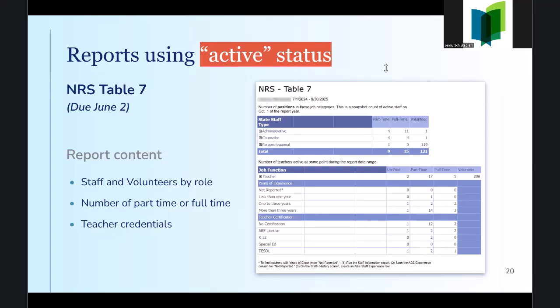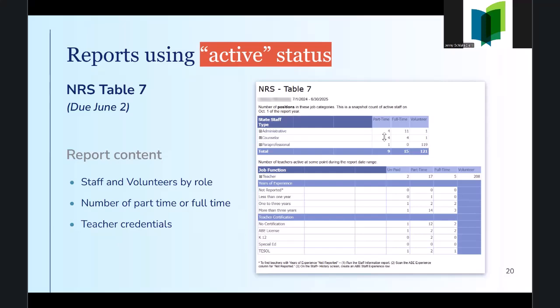All right, so the other report, and again, we spent a lot of time talking about this report during our early June session when we were preparing everyone for year-end reporting. This report is called the NRS Table 7, a very boring report name. It reports all staff and volunteers in their various roles, whether they're administrative, counselors, or paraprofessionals, and it counts them up if they were active during the date range we just discussed, based on their entry and exit dates.